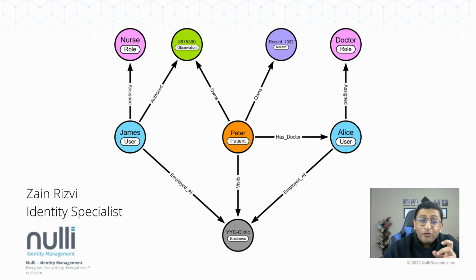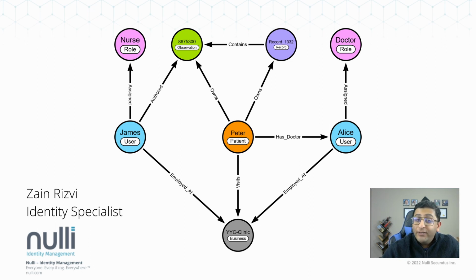Note that the graph also tracks that Peter owns both the record and the observation, while James is the author of the observation. Since James is the author of this observation, he will be able to access it even after meeting with Peter. When James finalizes the observation, it is entered as part of Peter's record.